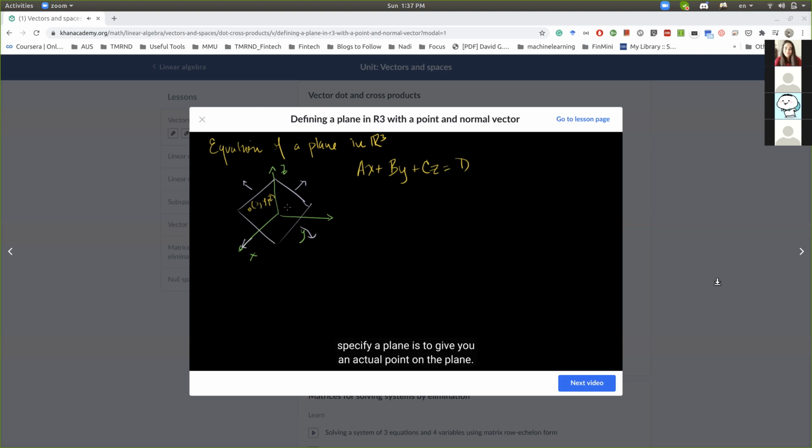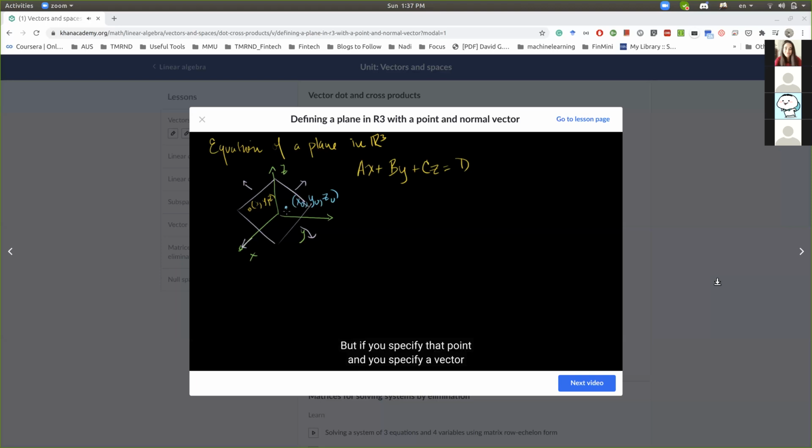Another, just as valid way to specify a plane is to give you an actual point on the plane. So say that's a point on the plane, let's say the point x naught, y naught, and z naught. It's on the plane. That obviously by itself isn't going to specify the plane. You could pivot the plane around that point in an infinite number of ways.